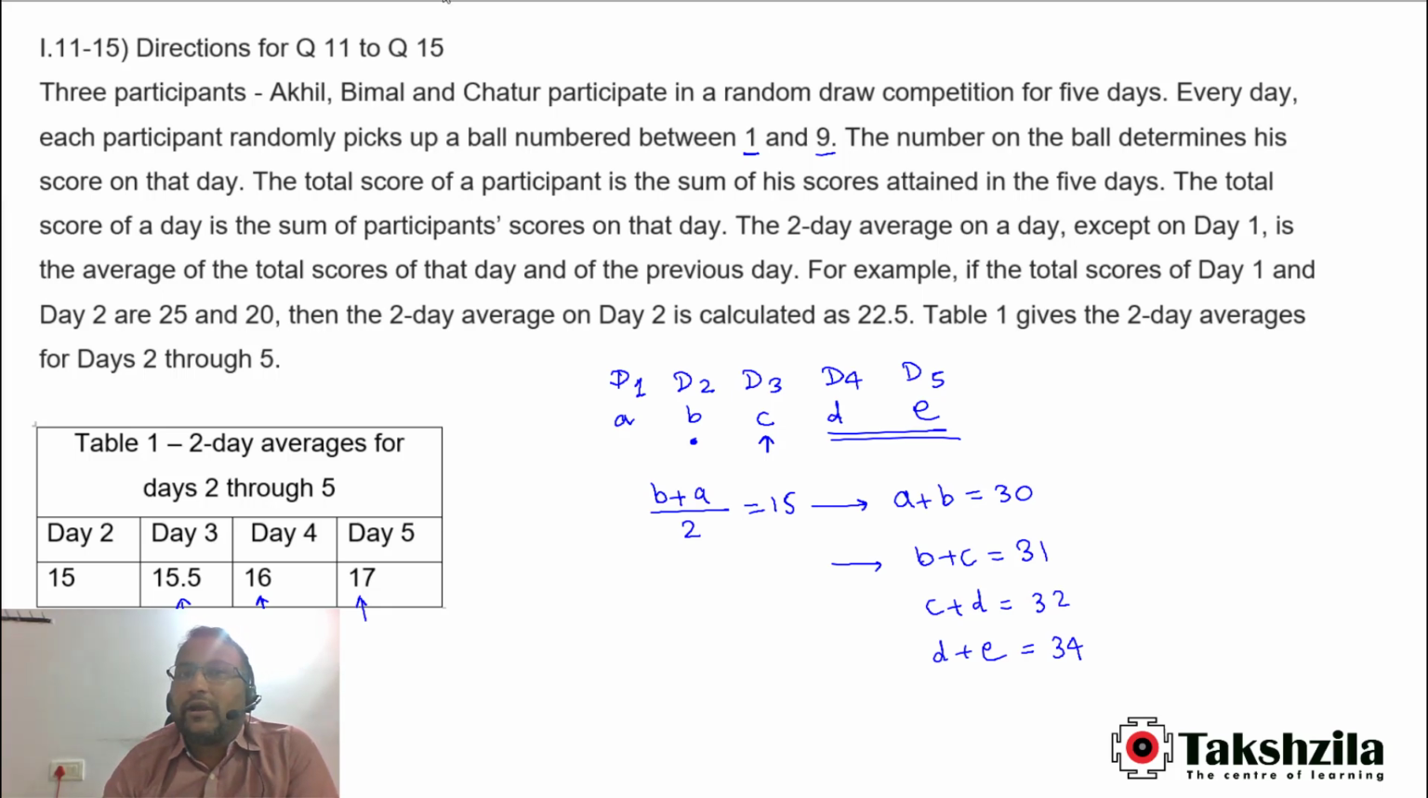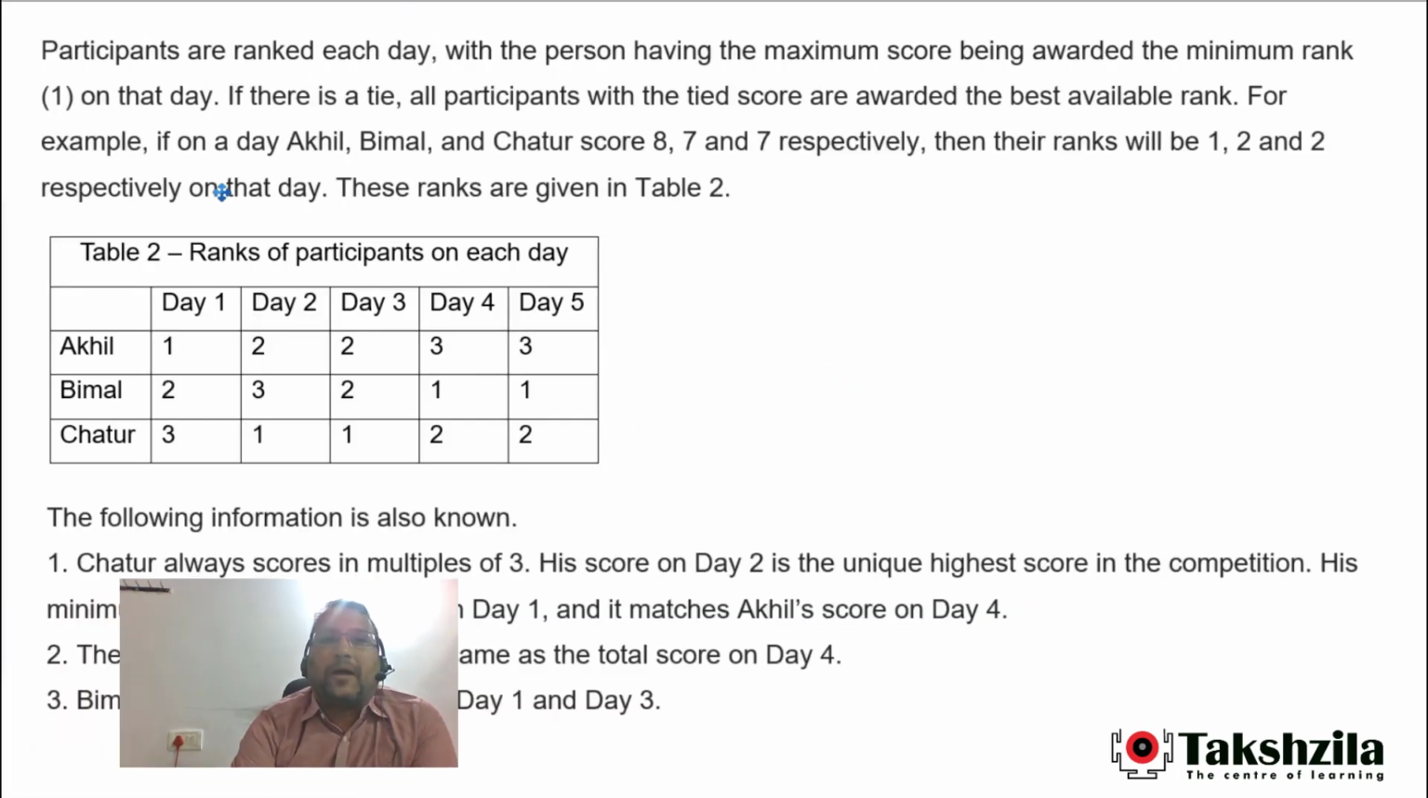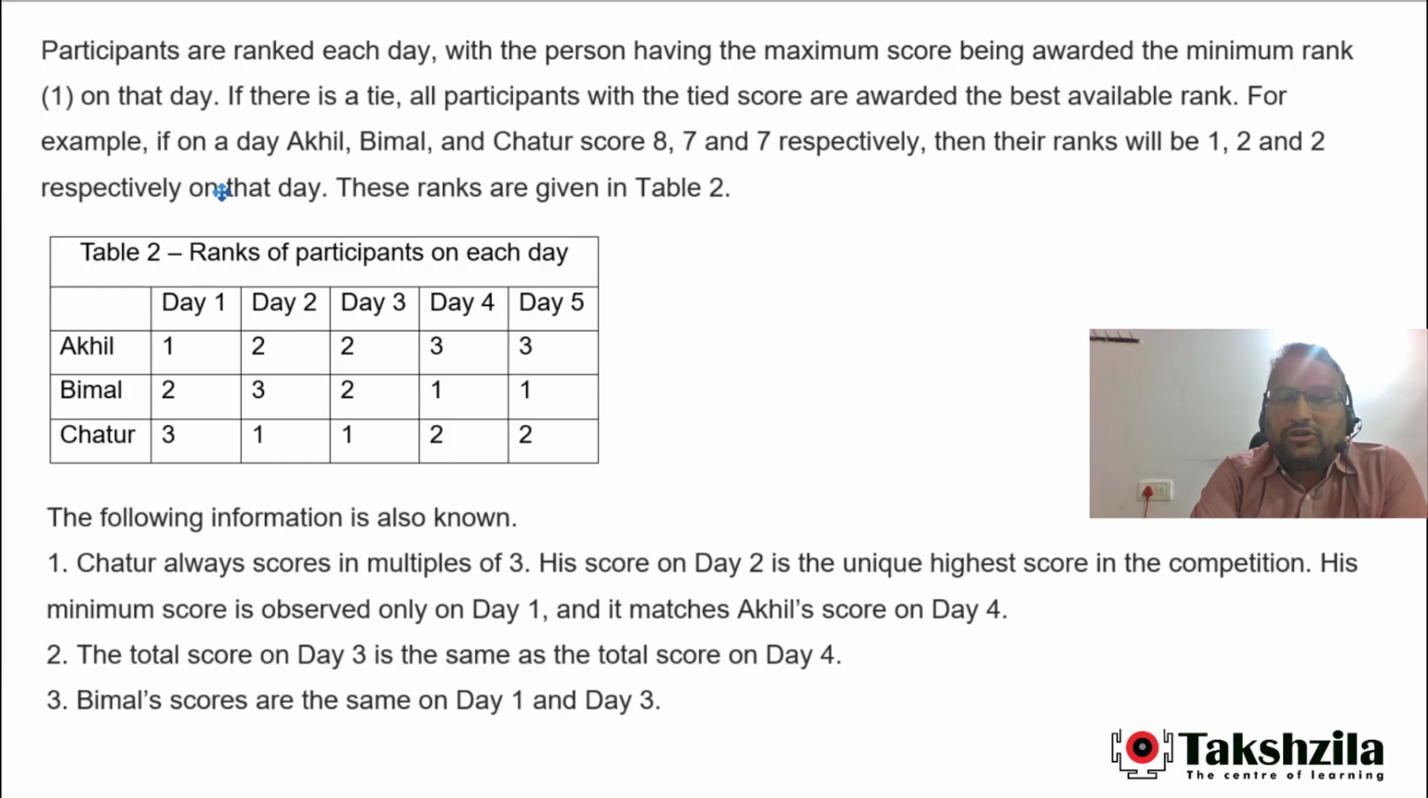There is a few more data given over here. Let's have a look at it. Participants are ranked each day with the person having the maximum score being awarded the minimum rank, that is 1, on that day. If there is a tie, all participants with the tied score are awarded the best available rank.